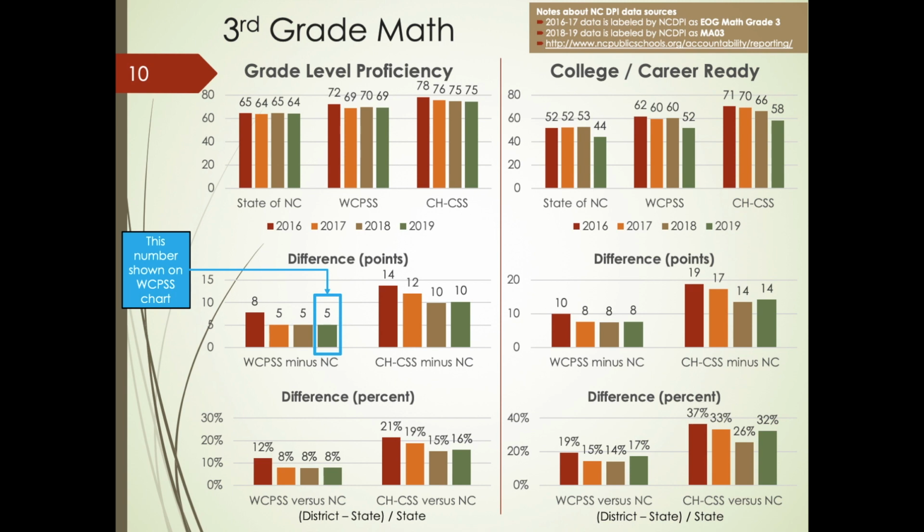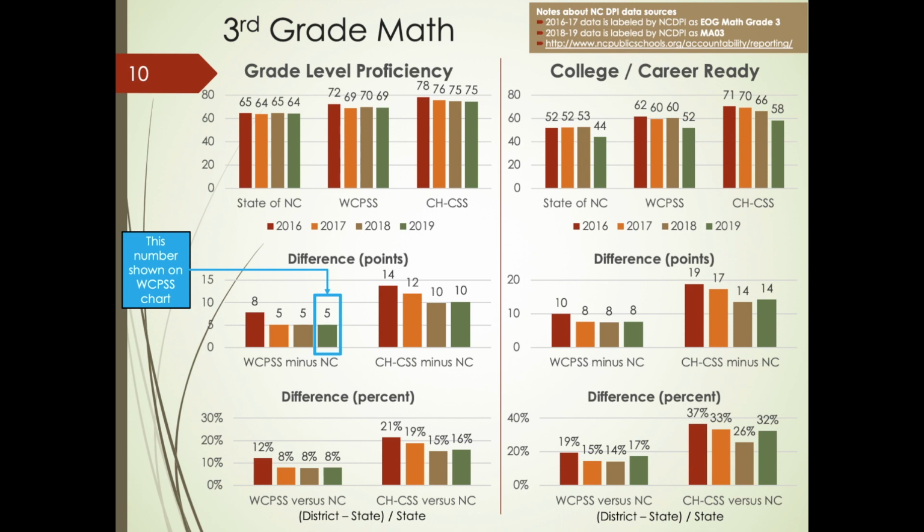We'll start with 3rd grade math. We'll just work across that bar chart from left to right. Again, each of these charts will show the sources up in the top right corner. It shows where I got these 2016 and 2017 data. That was called EOG Math 3 in those 2 respective data sets. And in 2018 and 19, the data was called MA03.